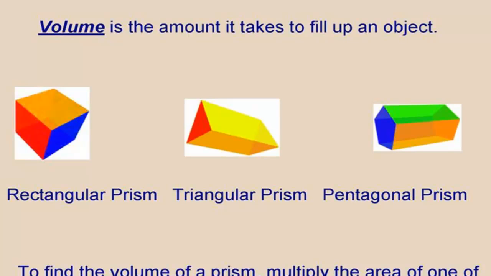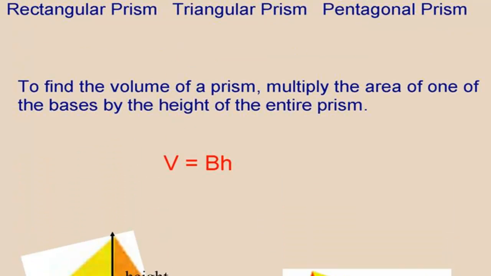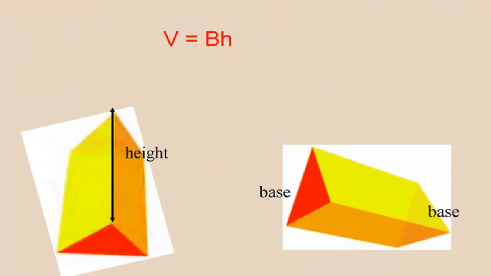So volume is the amount it takes to fill up a three-dimensional object. So we see our three examples of prisms here, and we're going to talk about how to calculate the volume. To find the volume of a prism, you're going to multiply the area of one of the bases by the height of the entire prism. So let's look at an example of this.